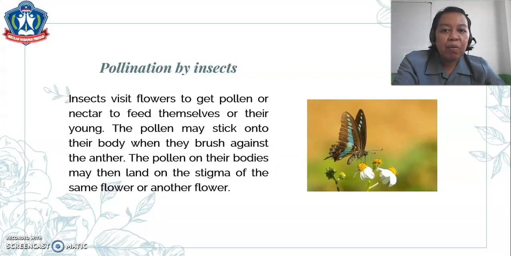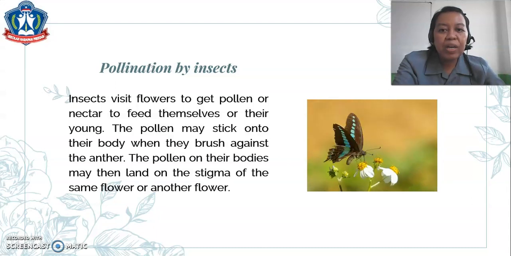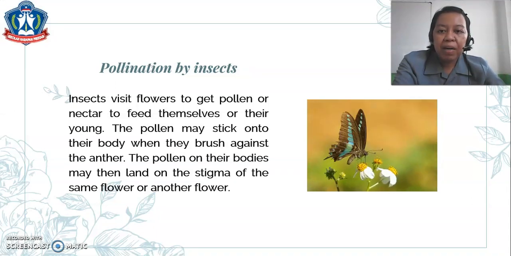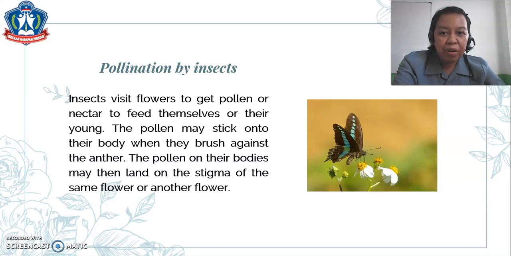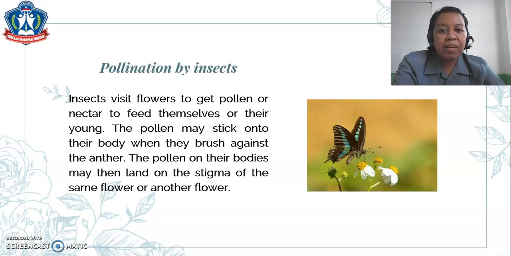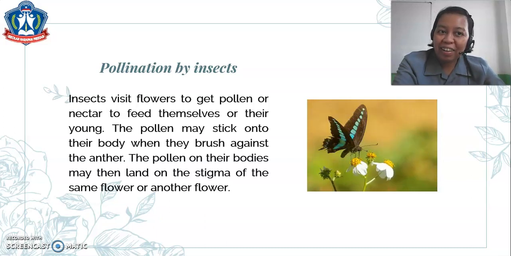Insects visit flowers to get pollen or nectar to feed themselves or their young. The pollen may stick onto their body when they brush against the anther. The pollen on their bodies may then land on the stigma of the same flower or another flower.